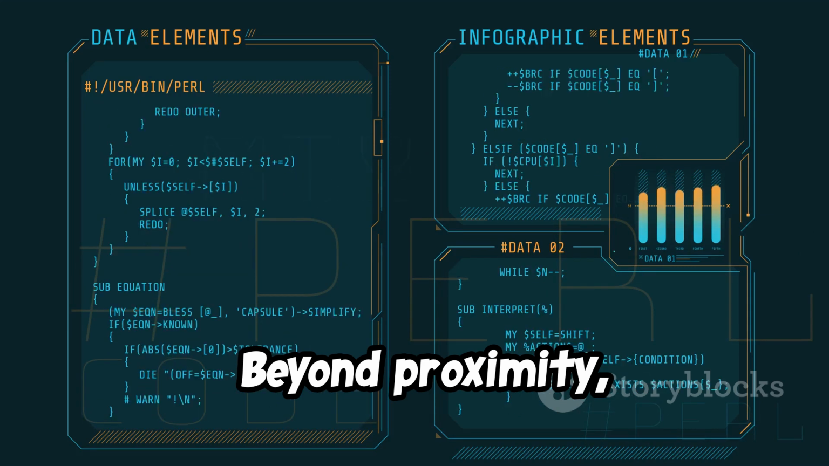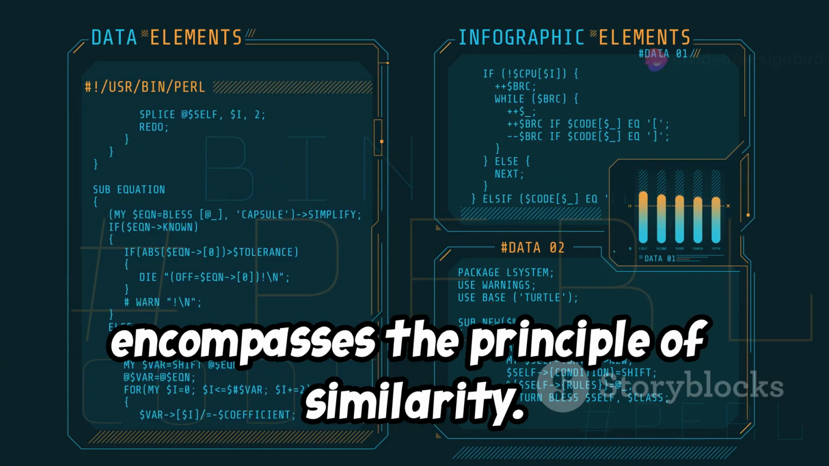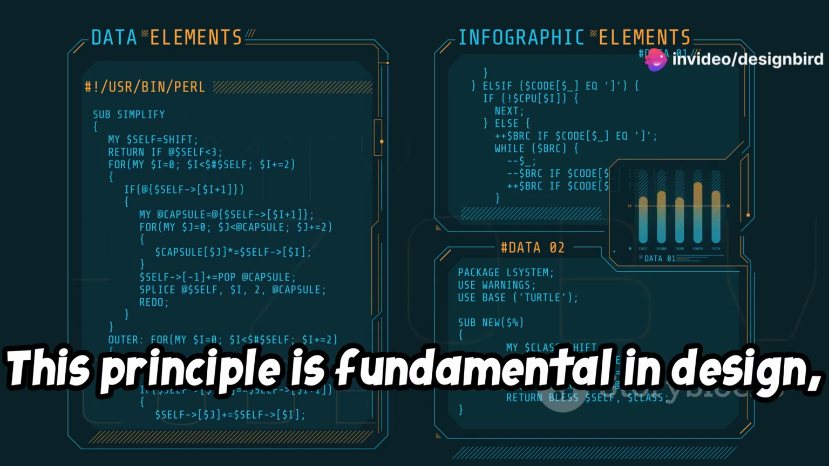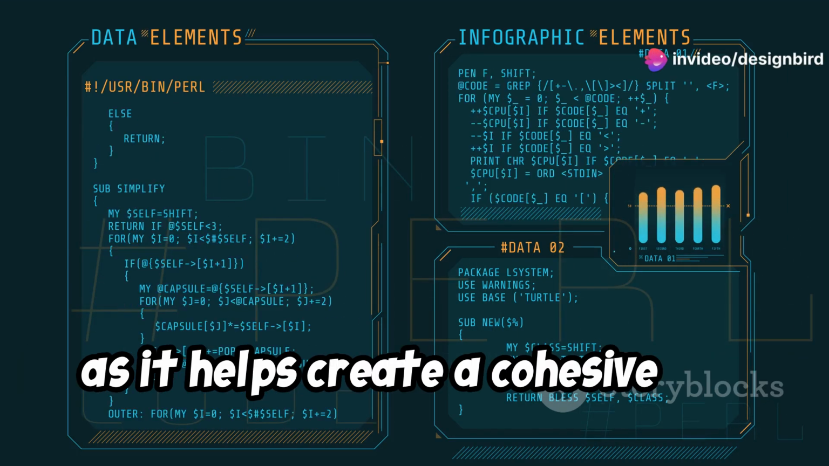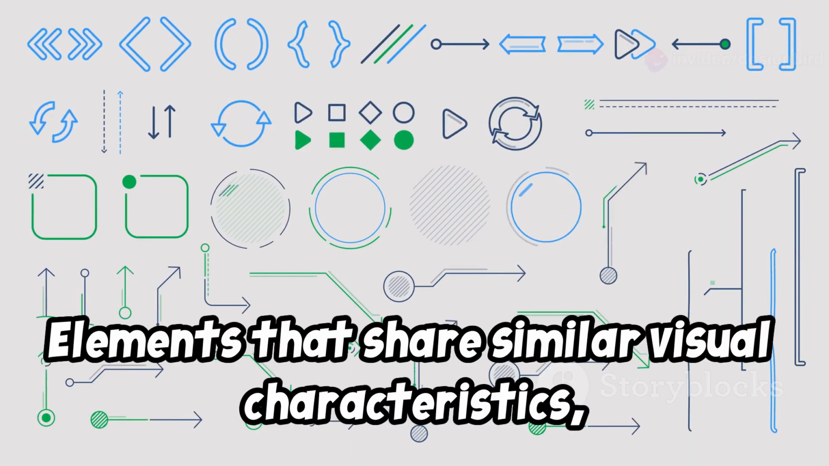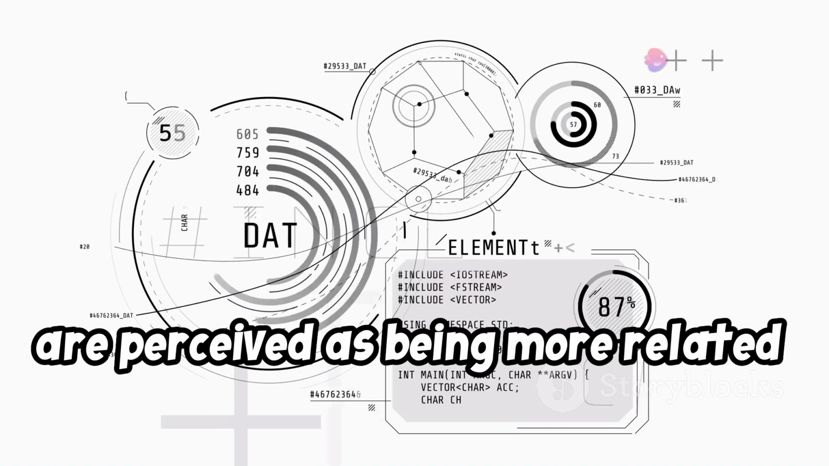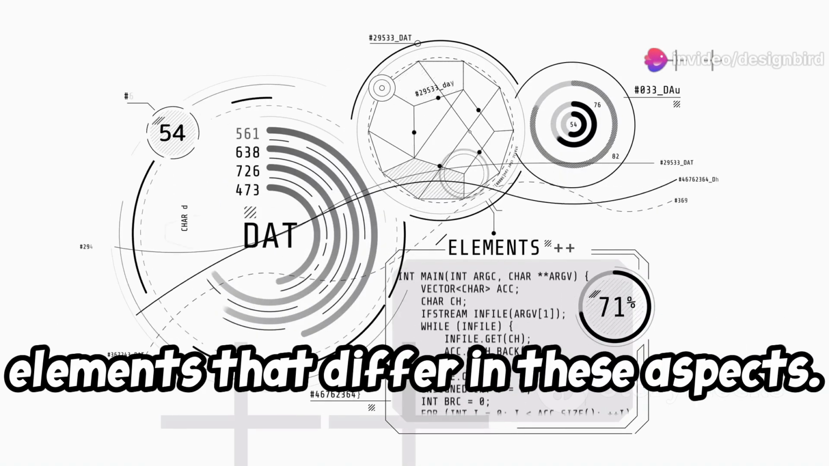Beyond proximity, the law of uniform connectedness also encompasses the principle of similarity. This principle is fundamental in design, as it helps create a cohesive and intuitive user experience. Elements that share similar visual characteristics, such as color, shape, size, or orientation, are perceived as being more related than elements that differ in these aspects.